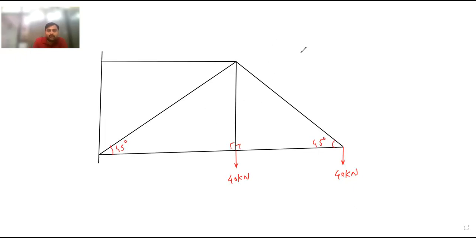And here, what is the nature of force in this member? So I will give the names A, B, C, D, and E. What is the nature of force in member BC? Compressive or tensile?